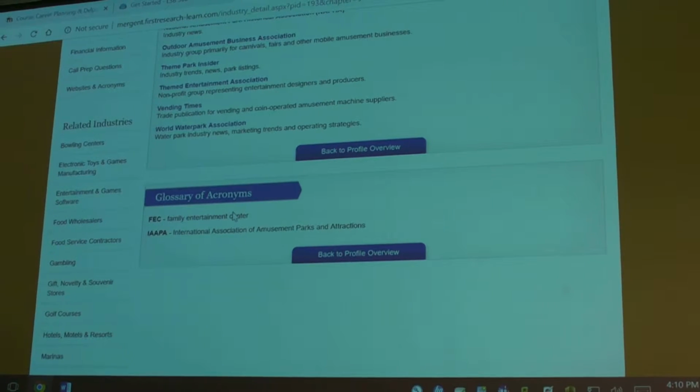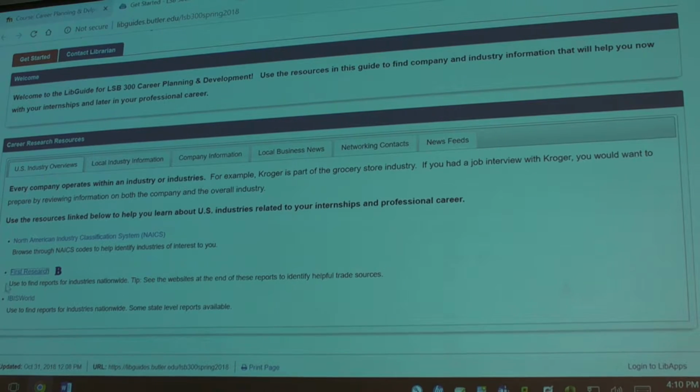What questions do you have for me on this First Research? Pretty cut and dry, intuitive to use, would you say? All right, well, if no questions, we're going to jump out of it, and we're going to look at just one other database, which we now have.